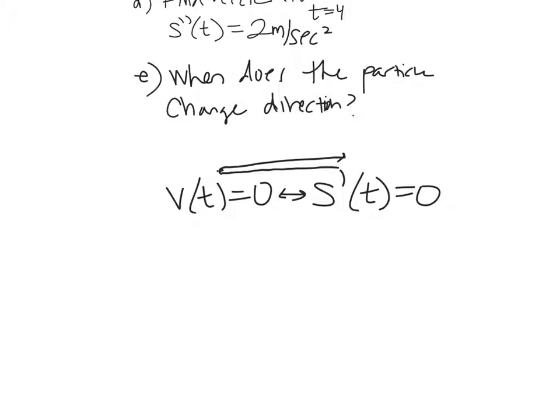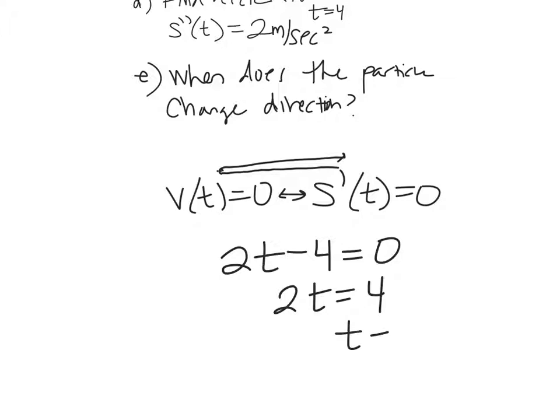Yes, so we already know the instantaneous velocity of this was what? 2t minus 4? So we're going to take 2t minus 4 and set it equal to 0 and solve. So add 4, divide by 2. At t equals 2 seconds, the particle turns and goes in the other direction.